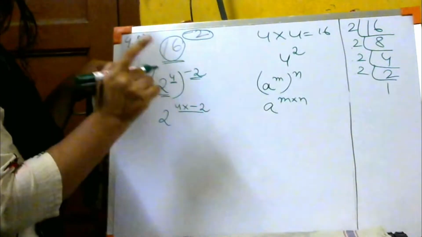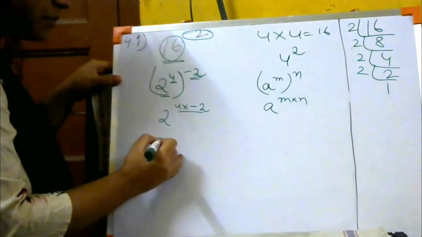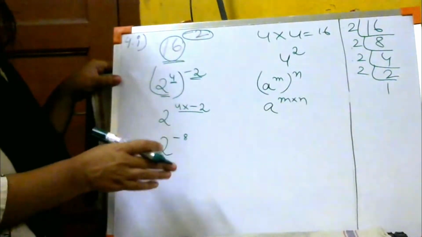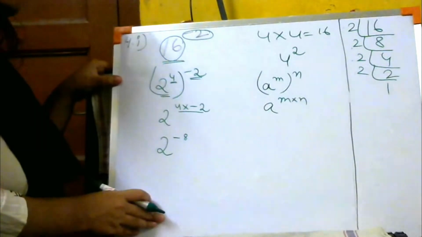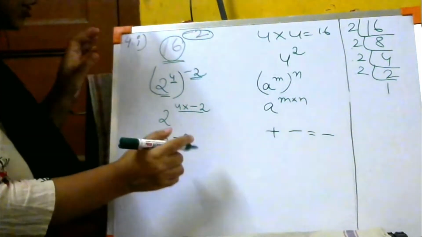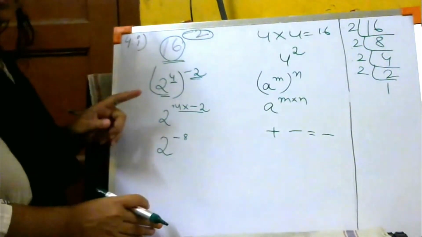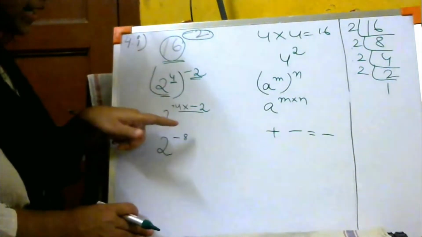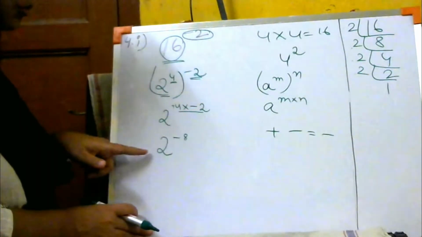4 into 2 is 8. There is a minus sign. So it means 2 to the power minus 8. Clear? I hope in class 6 and class 7 you have studied integers. Over there you know that plus minus gives minus. So over here, what was 4's sign? It was plus. If nothing is written, it means a plus sign. And over here 2 had a minus. So plus minus gives minus. Okay? 4 into 2 is 8. Clear? So 2 to the power minus 8.